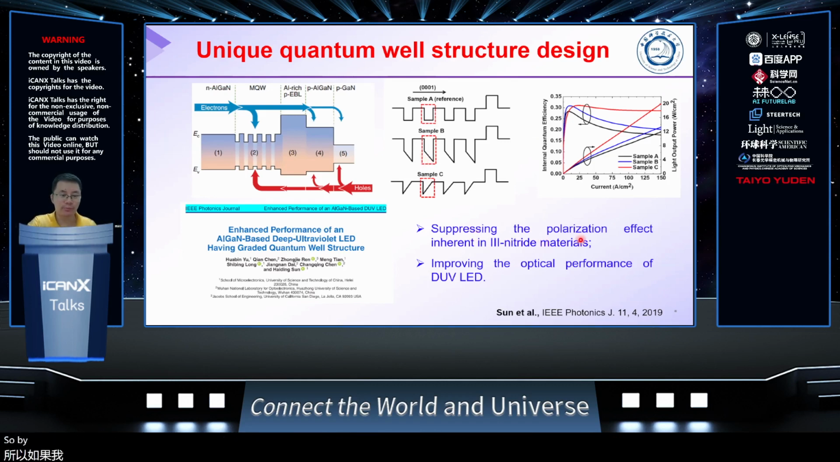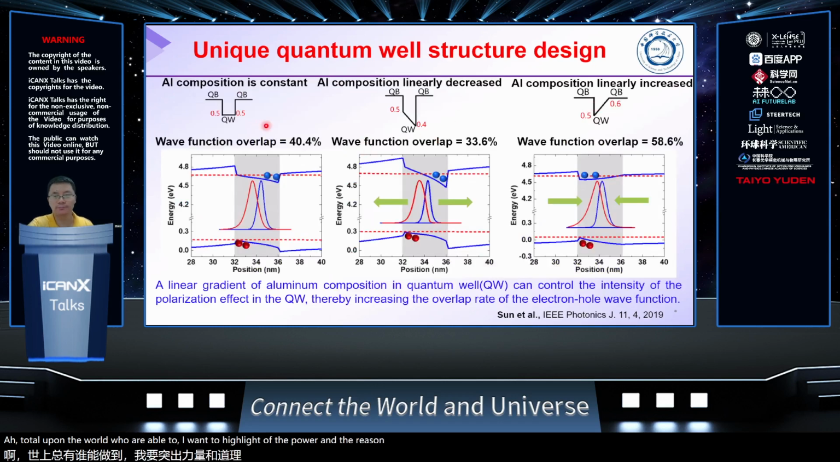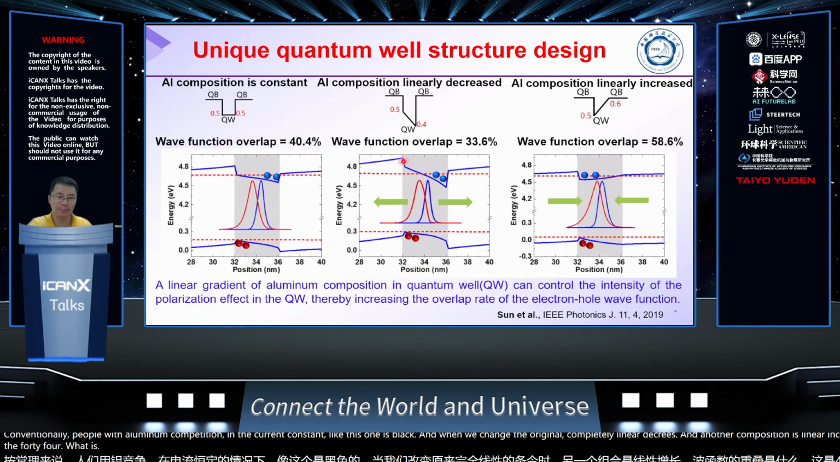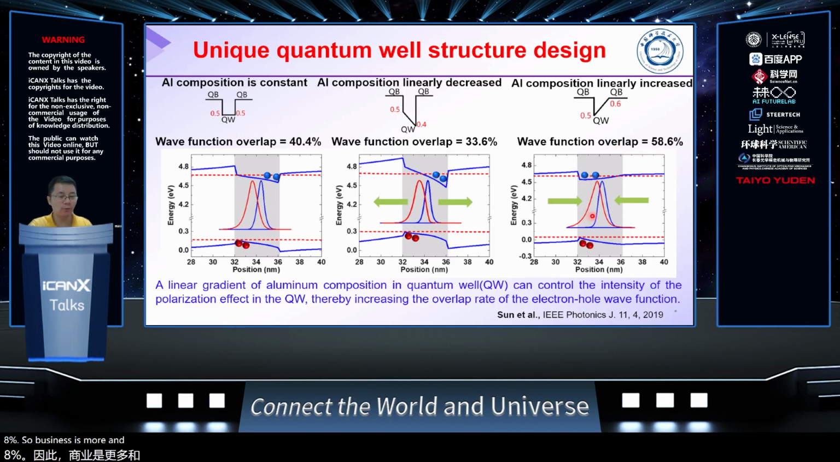By suppressing the polarization effect in those nitride films, we can improve performance. The red curve shows that by using those tilted quantum wells, we have much higher light output power. Conventionally, people use a constant aluminum composition, which is flat. When we change the aluminum composition, linearly decreasing one composition and linearly increasing the other, we learned that the wave function overlap is 40% for this one, 33% for this one, and 58% for this one. So more electron-hole pairs can recombine together to generate light.